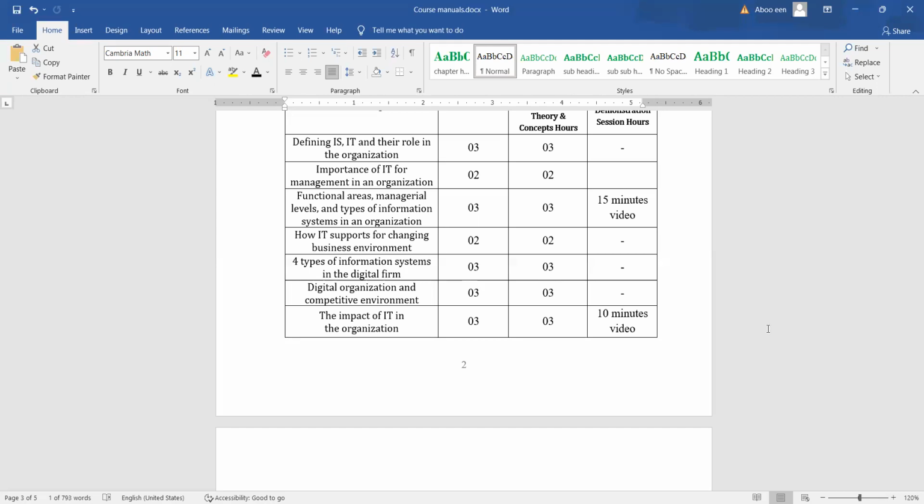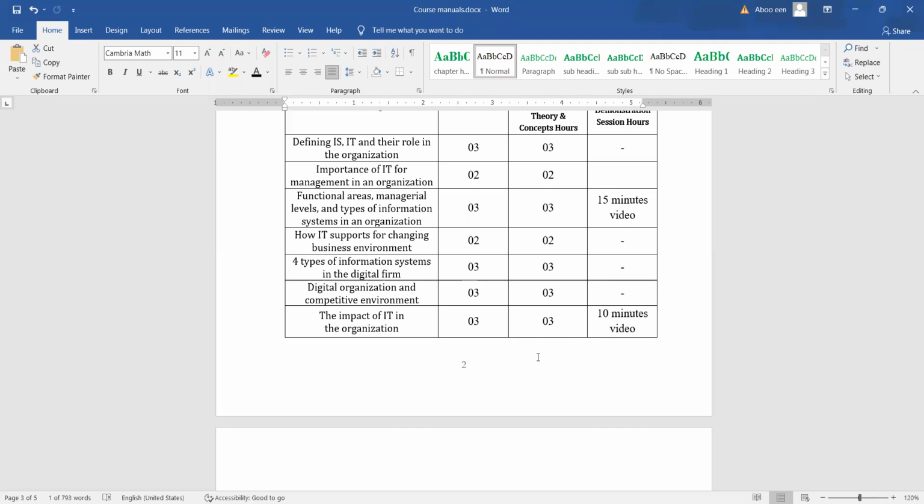The next one is the 4 types of information system in the digital firm. Under this, we will discuss the 4 major types of enterprise level systems, and how these 4 major types of enterprise systems support the digital firm. I will cover this session for 3 hours.